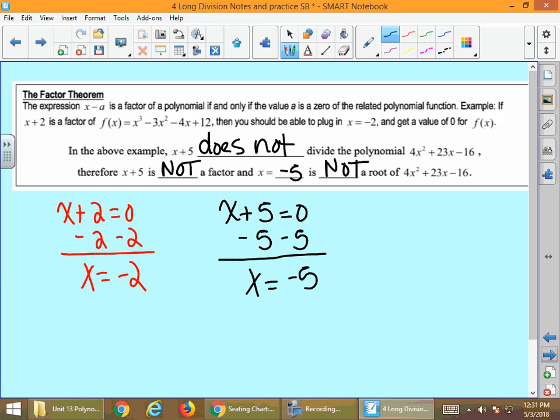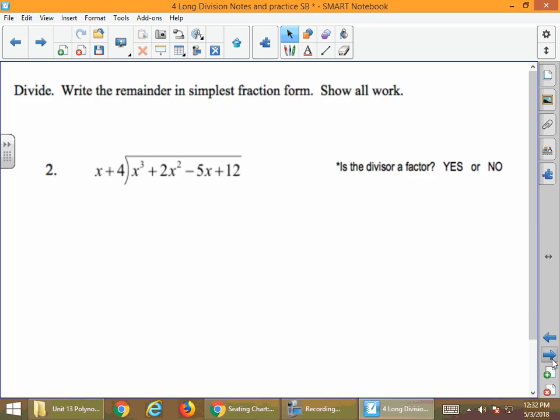Because the other thing that we could do is we could take that -5 and put it back into this function here. We could say 4 times -5 squared plus 23 times -5 minus 16. And we would not get 0 for our answer, which means that it's not a factor. But as we flip our paper over, really what we want to focus on today is how do we do long division? And now that you've seen one, hopefully this one will make a little bit more sense.